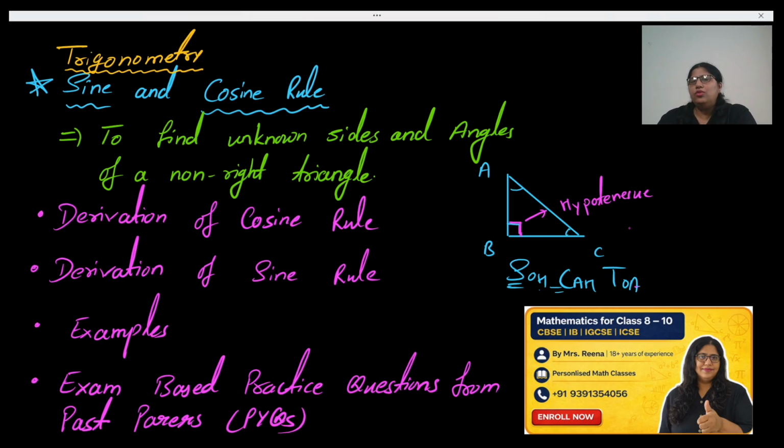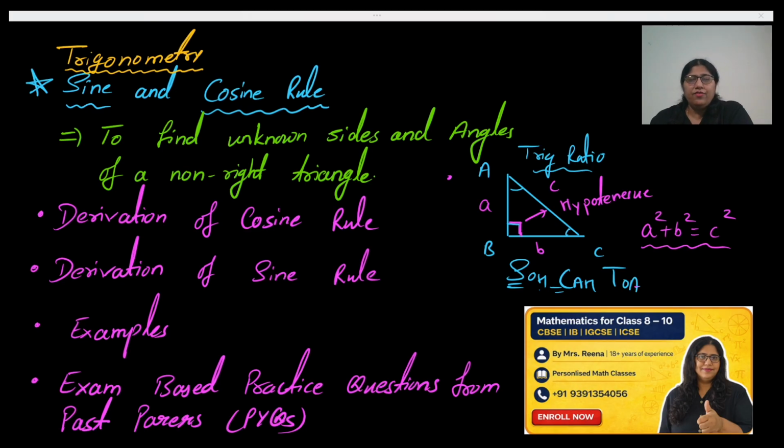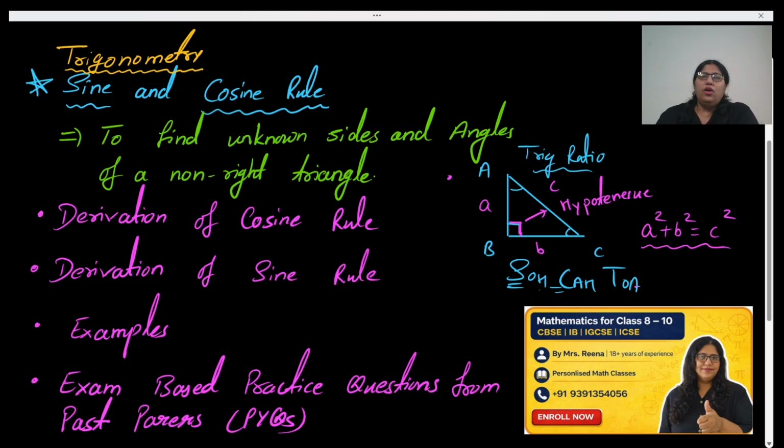Other than that, because it is a right triangle, if I take this side as length a, this side as length b, and this side as length c, which is the hypotenuse, then using Pythagoras theorem, we know that a square plus b square is equal to c square. Whether you take trigonometric ratios or Pythagoras theorem, everything is about the right triangle. But how do we find the side length or the angle for a non-right triangle? There we use the sine and cosine rule.